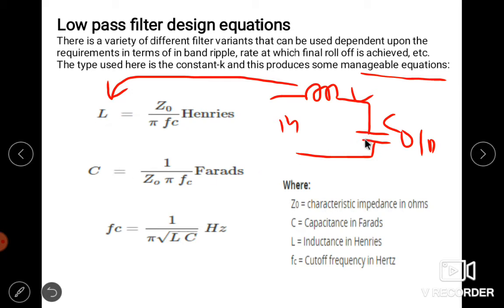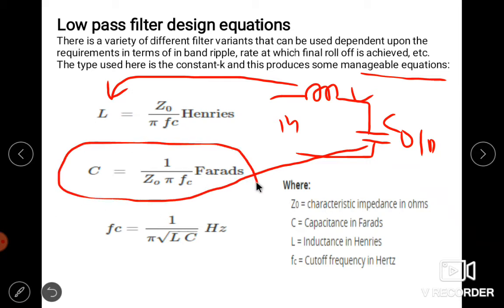Similarly, what is the value if I place the capacitor here? What is the value of this capacitor? By using this formula, we have found out the value of this. And the cutoff fc is nothing but the cutoff frequency. So we have designed the range of frequency over which this low pass filter is working. So some nomenclature is there.